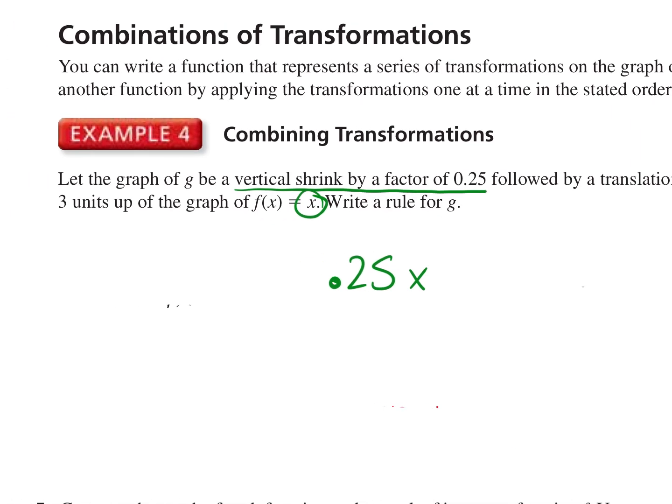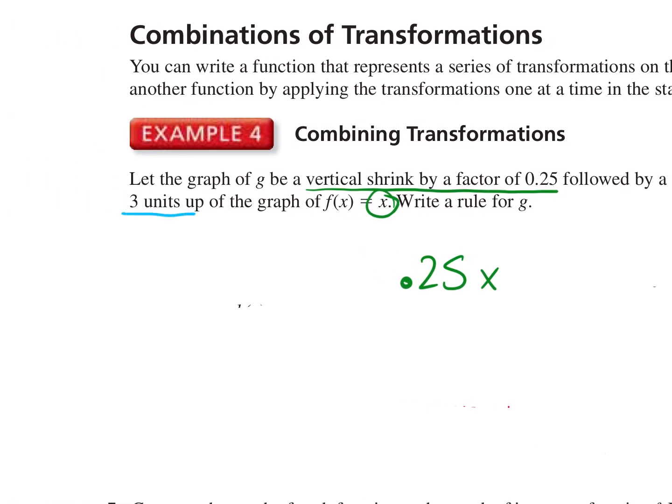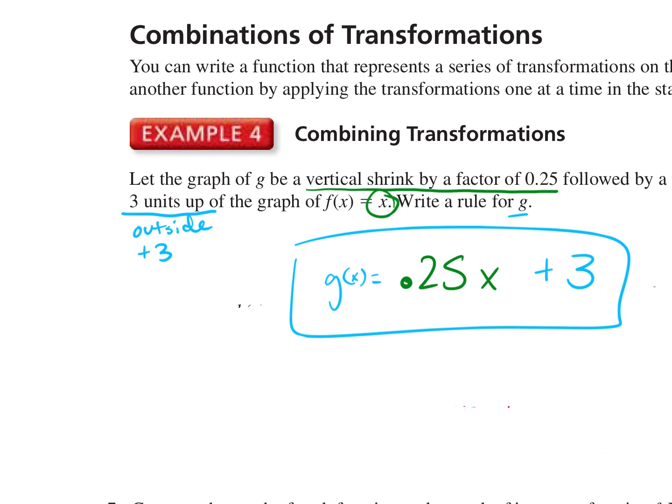Now, it is followed by a translation 3 units up. Plus 3 on the inside or outside? Outside. So this is outside. We're adding 3. So just add 3 outside. So this would be our function g. So 0.25x plus 3. Yes, David.